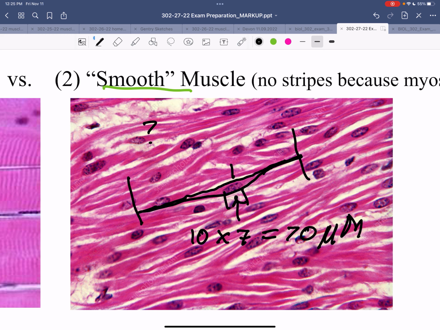If we ask for the width, it's not even 10 microns. The width, as opposed to the length, is probably about 6 microns, even at its biggest, maybe as little as 5.